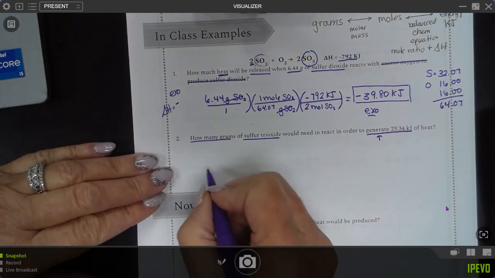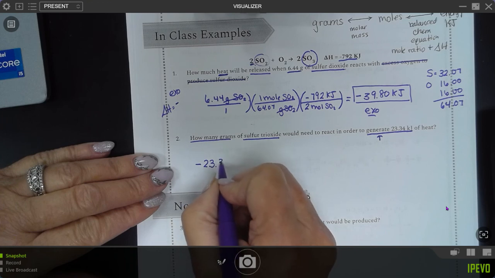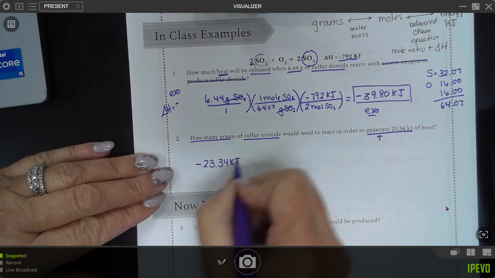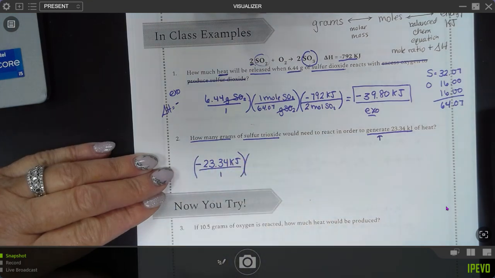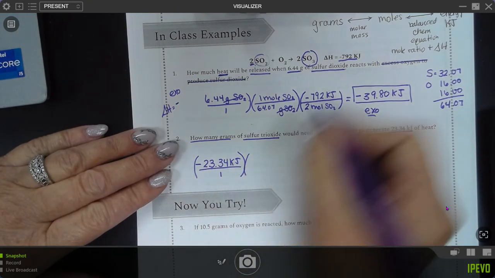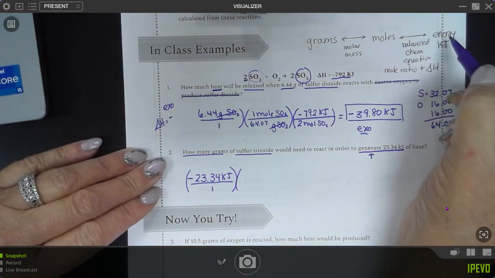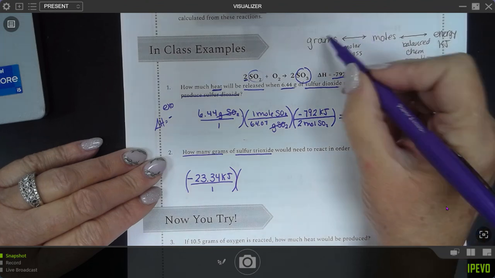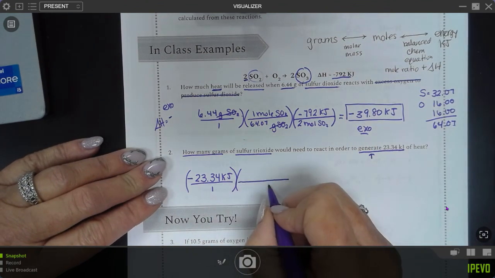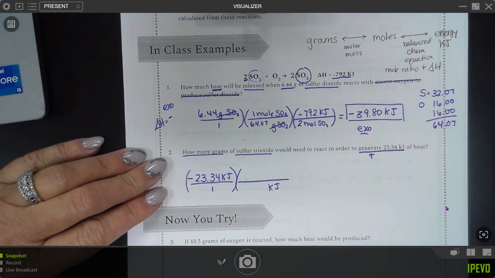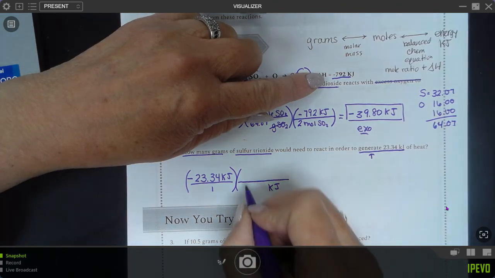We want to know how much energy it's going to take to produce 23.34 kilojoules. And that's negative because this equation's exothermic. All right, so we're going backwards. If we're looking at our mole map, we're starting with energy. We're going to go to moles and then to grams. In this case, I want kilojoules on the bottom. So my kilojoules is still minus 792.